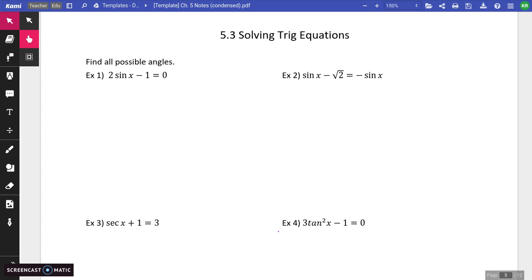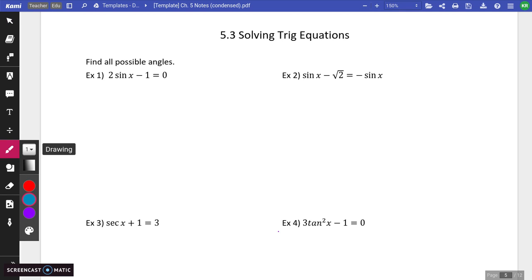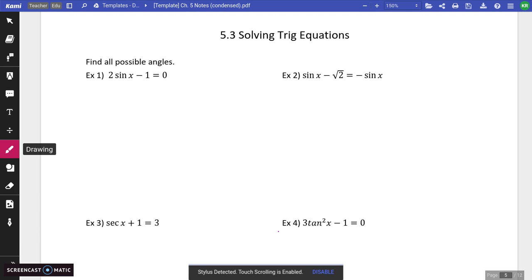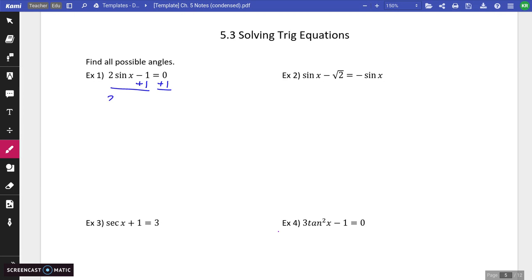Okay, today we're going to be solving trig equations. You will want your unit circle for this. That's going to help you find the angle measures. Okay, so first thing we're going to do is get sine alone. So we're going to add 1 to each side.